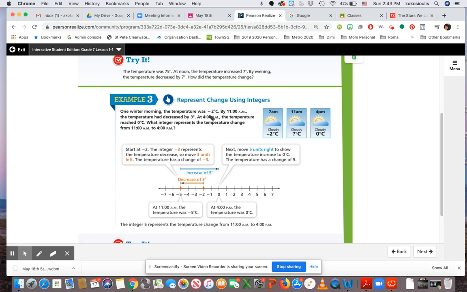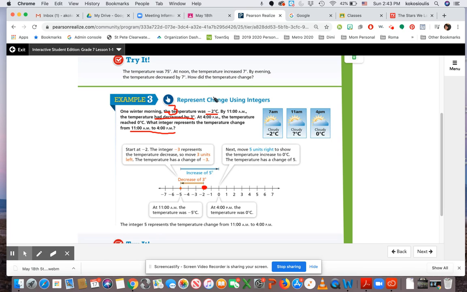One winter morning, the temperature was -2 degrees Celsius. By 11, the temperature had decreased by 3. Decrease, what's that? A decrease by -3. And the temperature then reached 0 degrees. Which integer represents the temperature change from 11 to 4 p.m.? Okay, so what did we start with? And it's great to have number lines here so you know.